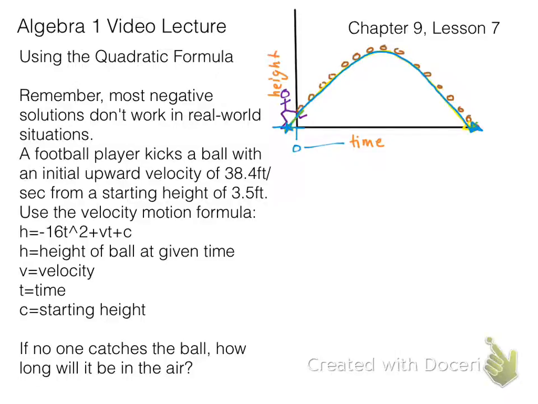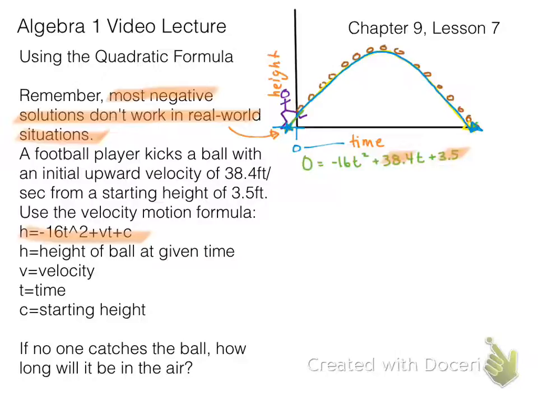All right, so let's go ahead and use this formula right here and plug in what we know. Well, we know the height needs to be 0, so h is 0. Time is still time because that's what we're trying to figure out. But the velocity is how hard and how fast he kicked the ball, and 3.5 is how high the ball was from the ground when he kicks it, when the ball starts experiencing this 38.4 feet per second velocity.